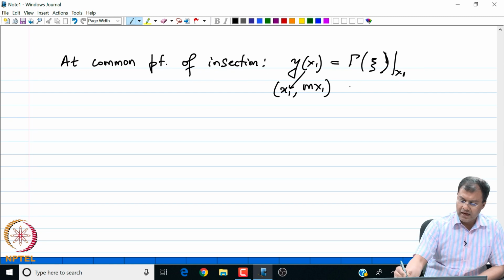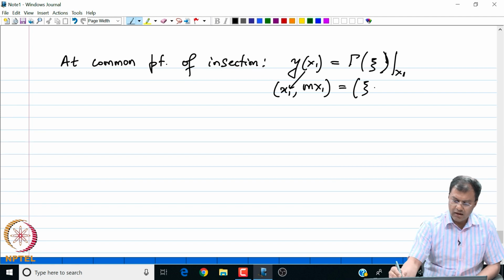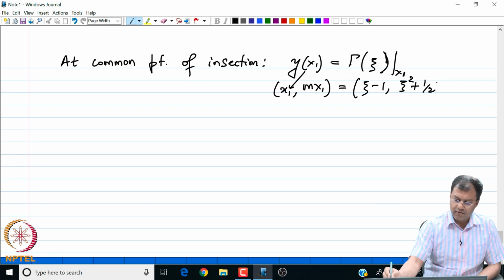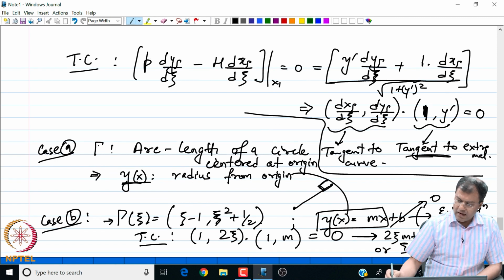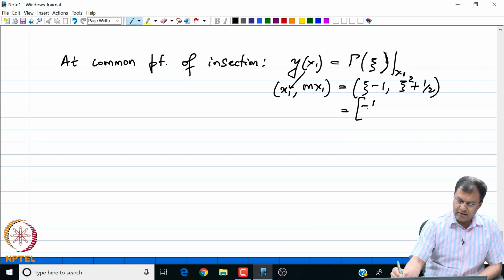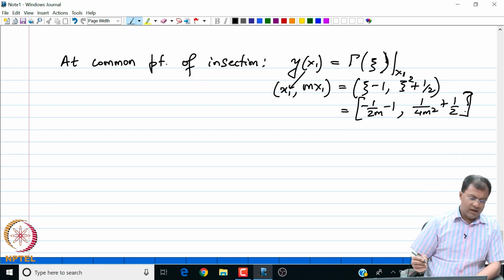And on the right hand side at x1, this is also equal to zeta xi minus 1 comma xi square plus half, and note that xi is negative 1 by 2m. So if I plug in xi, I get negative 1 by 2m minus 1 comma 1 by 4m square plus half.